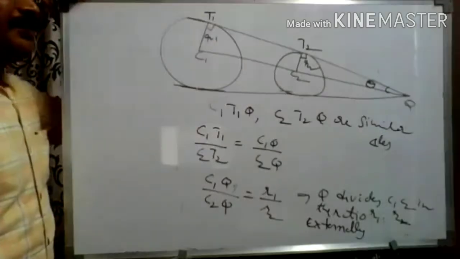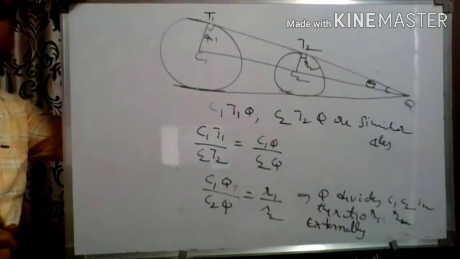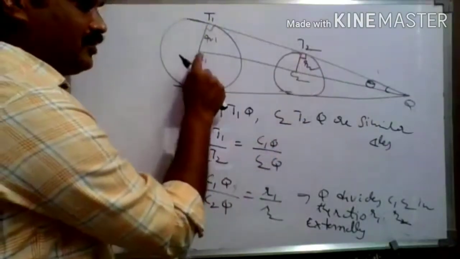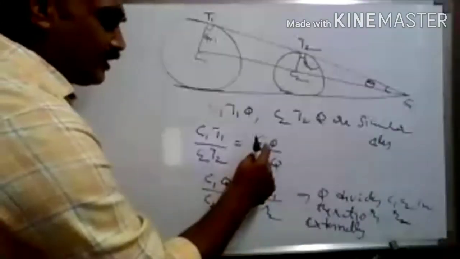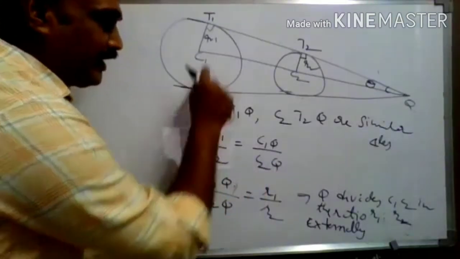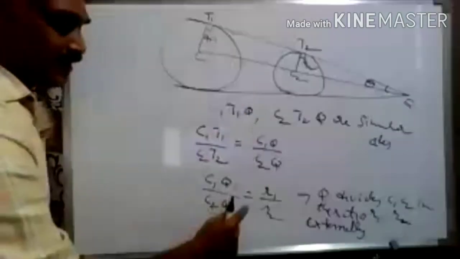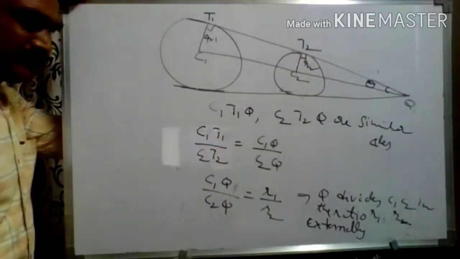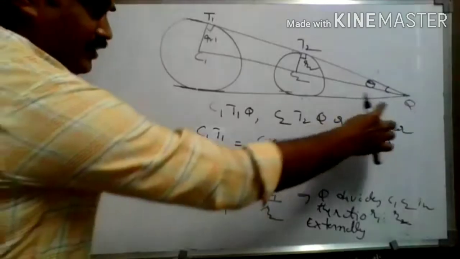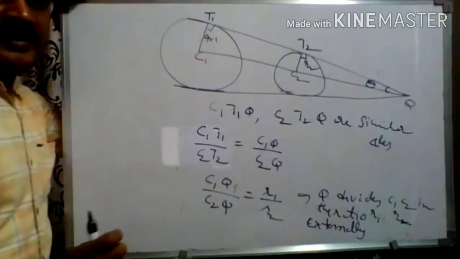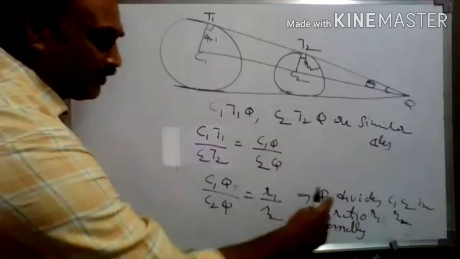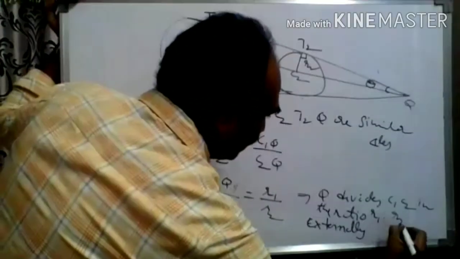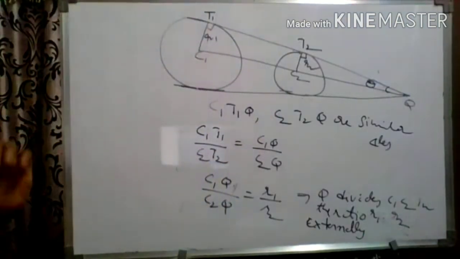Students, apply the similar triangle property. Corresponding sides are proportional. C1T1 by C2T2 is equal to C1Q by C2Q. C1T1 is the radius of the first circle, C2T2 is the radius of the second circle, students. Here Q is a point outside the segment, so Q divides C1C2 in the ratio R1 is to R2 externally.